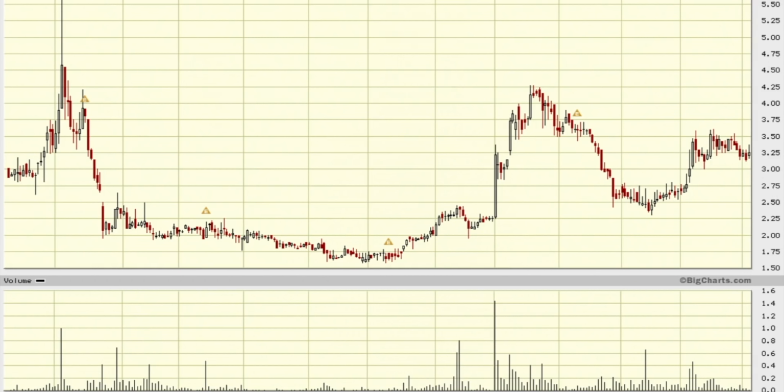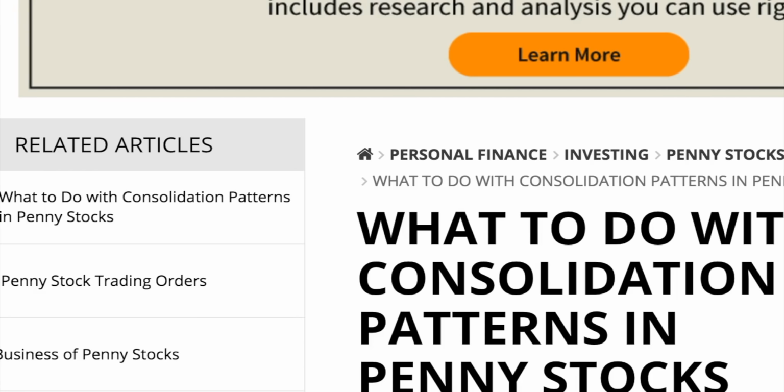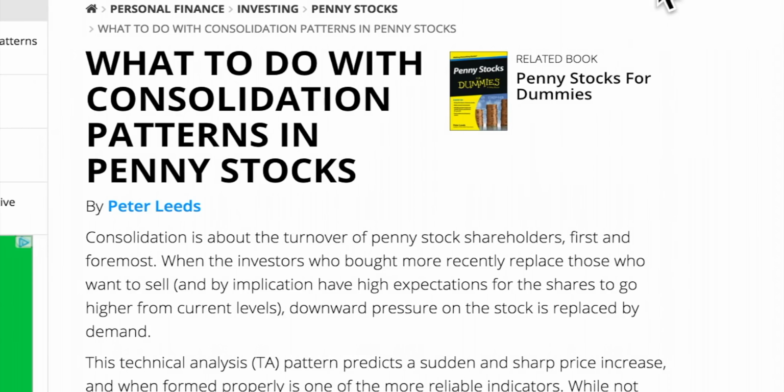Let me show you this in an article that John Wiley and Sons had me write for them. Okay, consolidation patterns in penny stocks.